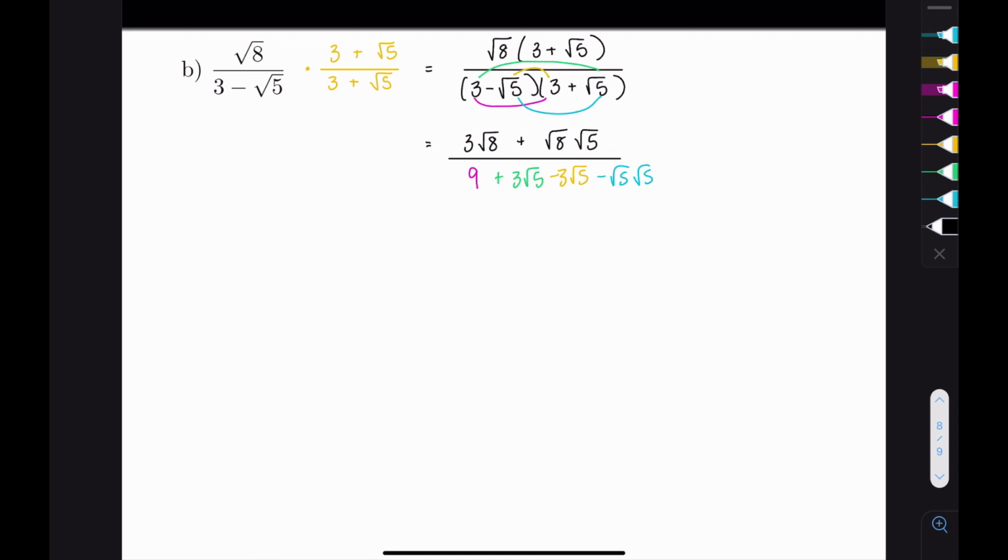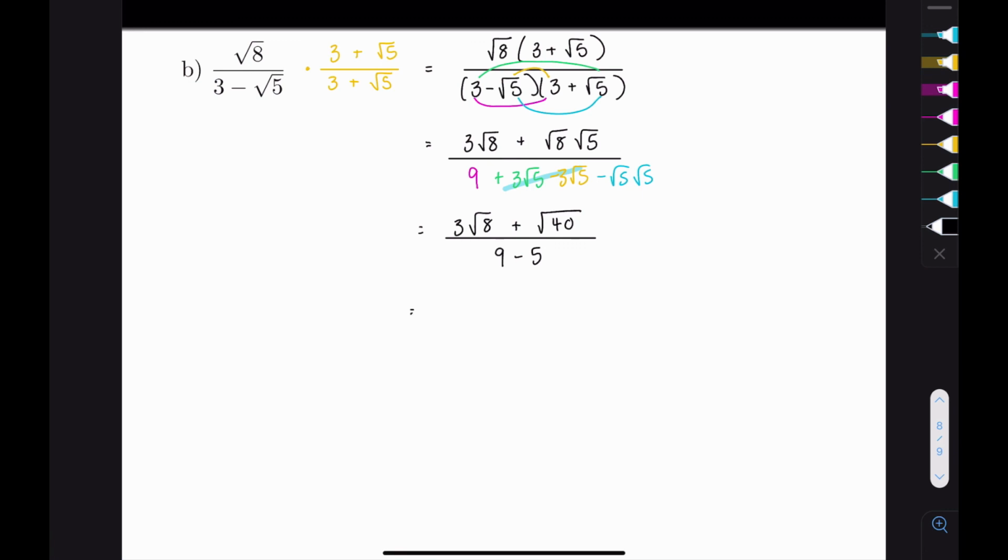Okay. So in the top, I do have some simplification that I'm going to be able to do with the square root of 8, but I'm going to take care of everything at once. When we multiply the 8 and 5 together, we're going to get 40 under the radical. And then in the bottom, our 3 root 5s cancel. We're left with 9. And then the root 5 times root 5 also cancels. And we're left with a 5.